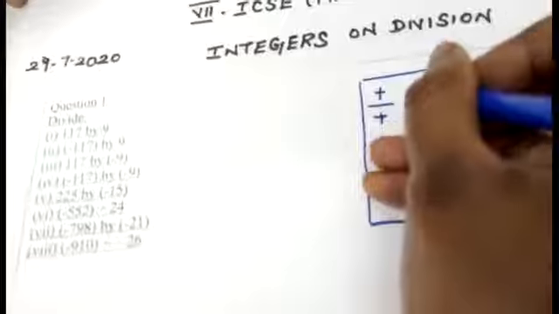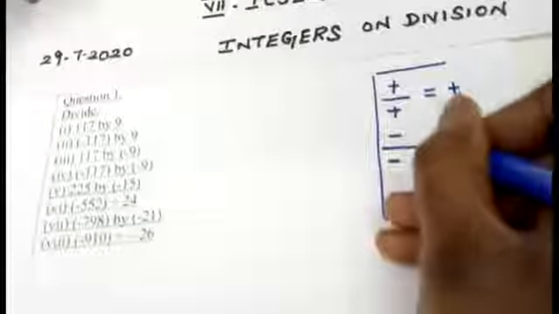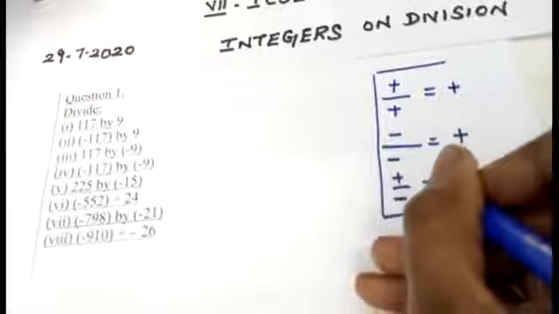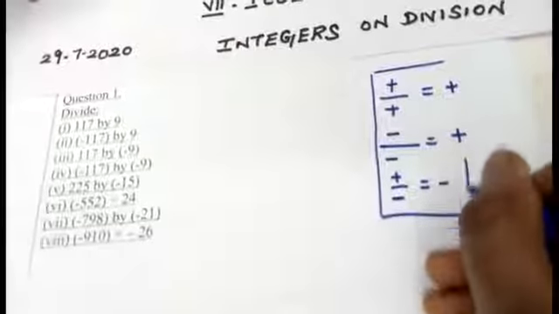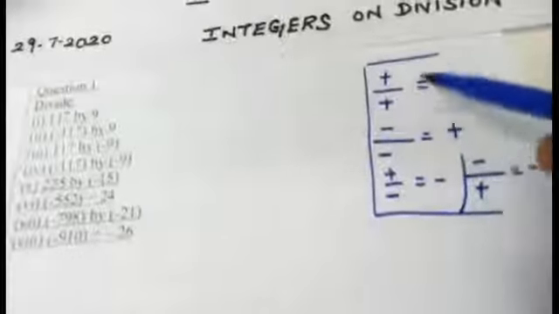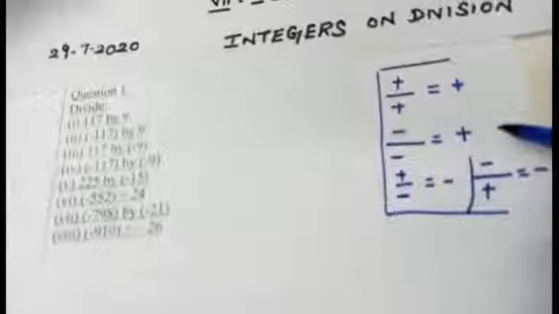See here students, plus divided by plus, both the signs are plus, means you will be getting plus. Minus divided by minus means plus. Plus divided by minus, minus. Similarly, minus divided by plus means minus. I am talking only about the sign. Just as in multiplication, we do the same in division. Keep this in your mind students.